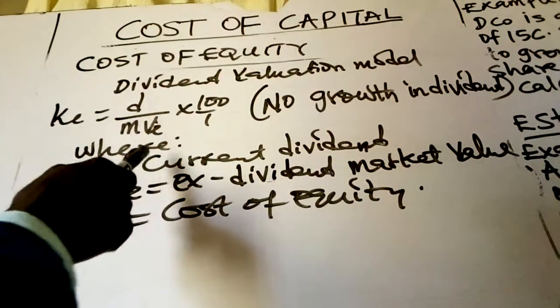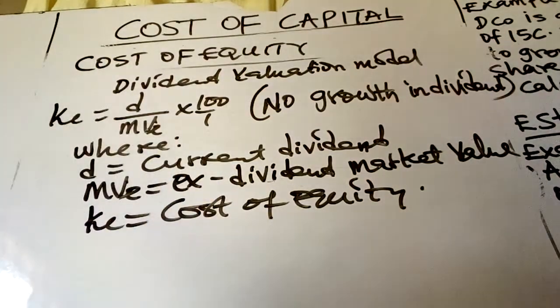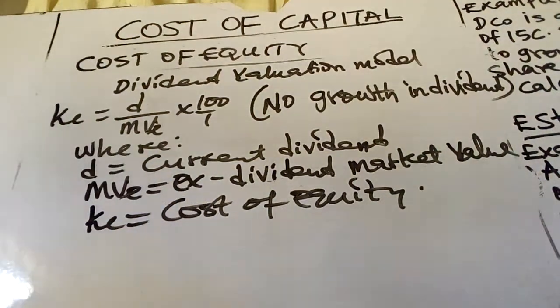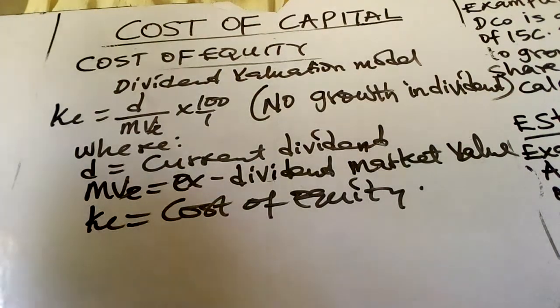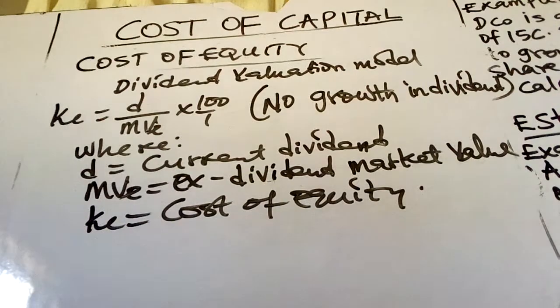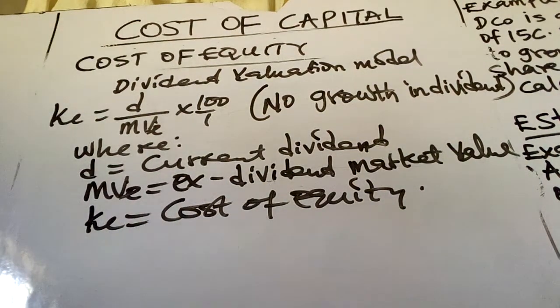Don't forget, I've told you that the market value to consider must be ex div market value. That is, it must be ex dividend. Ex dividend means the share price must exclude dividends that will be paid in near future.